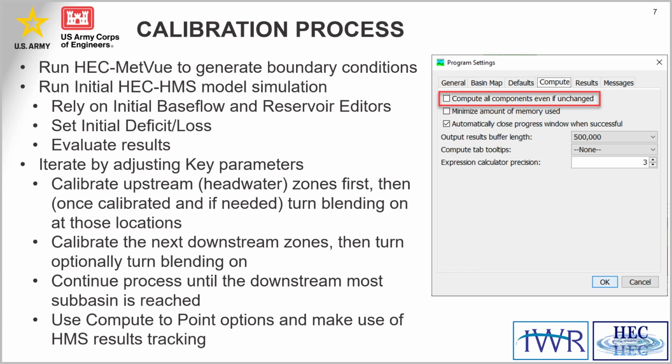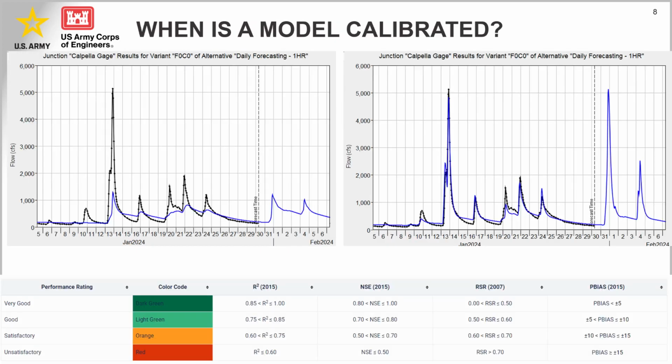Okay, so now that we know how to calibrate, how do we know when the model results are good enough? So here is what we use a lot at HEC, at the bottom graphic. You'll find this on the HMS documentation pages and various other places. And these are two works by Moriasi and others. So the RSR has the 2007 next to it. That's a 2007 publication titled Model Evaluation Guidelines for Systematic Quantification of Accuracy in Watershed Simulations.